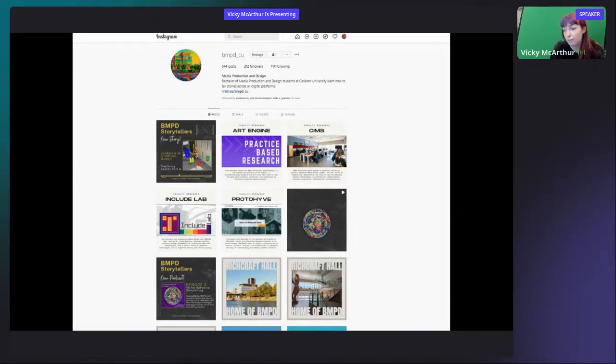So within each of these labs, these are facilities where we're doing our research. We are supervising our graduate students who are helping on those projects. But also we hire undergraduate students from the BMPD program to also support our projects.